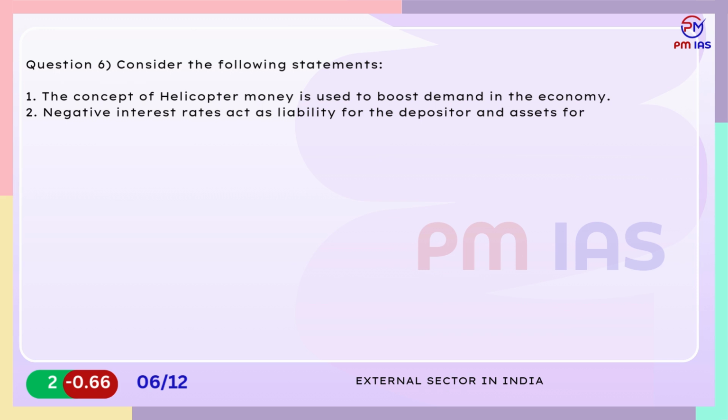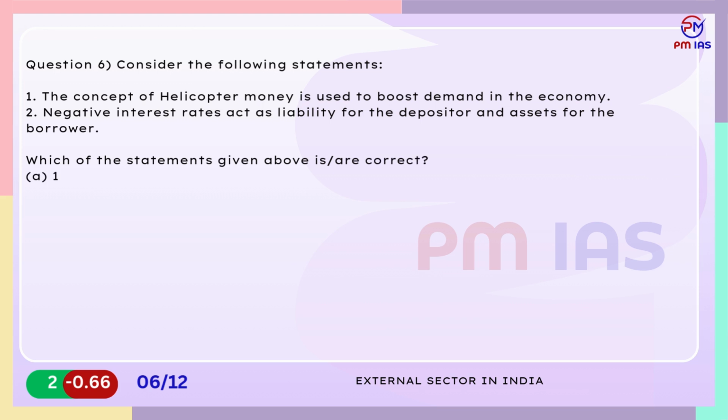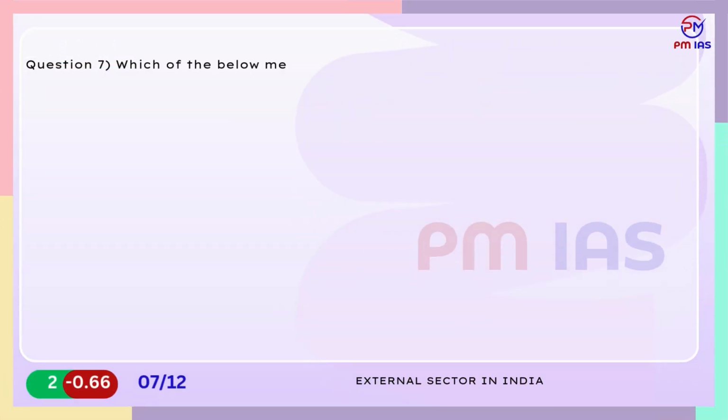2. Negative interest rates act as liability for the depositor and assets for the borrower. Which of the statements given above are correct? A. 1 only. B. 2 only. C. Both 1 and 2. D. Neither 1 nor 2. Question 7. Which of the below mentioned steps are likely to cause the appreciation of rupee against dollar?